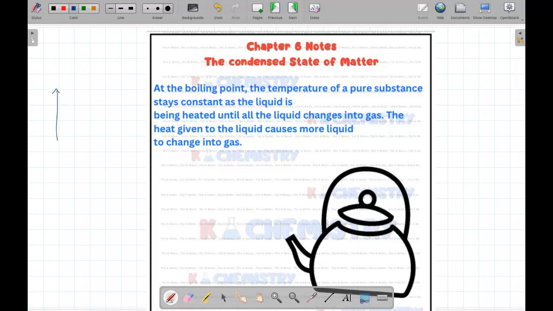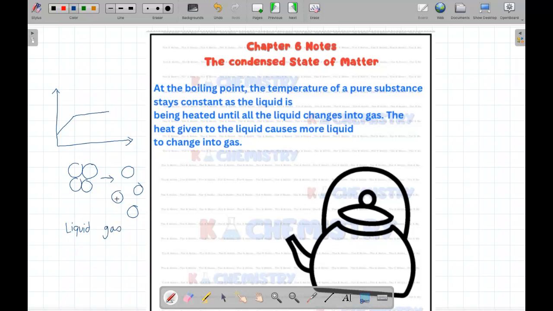So when there was a heating curve, the temperature keeps rising until the point that the liquid is being changed into a gas. So at this point, what happens? There is no increase in the temperature because the heat that's given to the liquid does not increase the temperature. It causes the particles of the liquid to be far from each other, to be broken from each other, to change from the liquid into the gas.